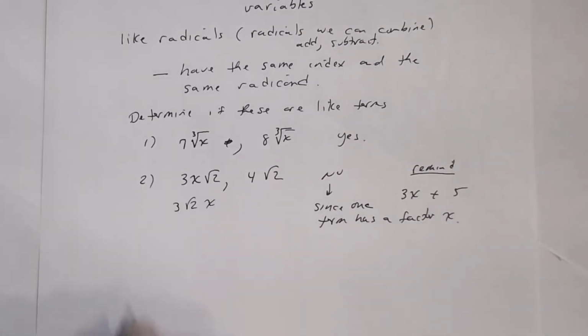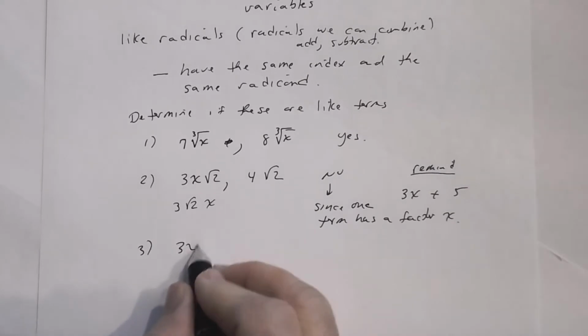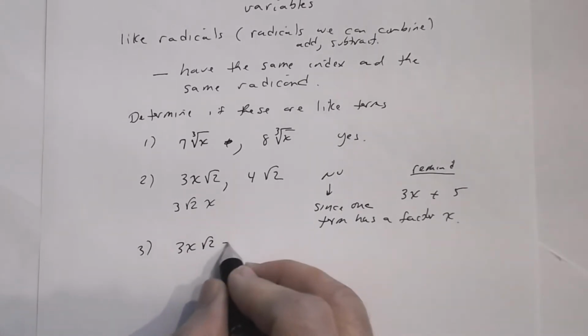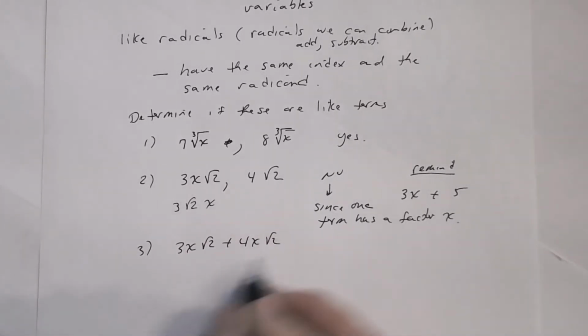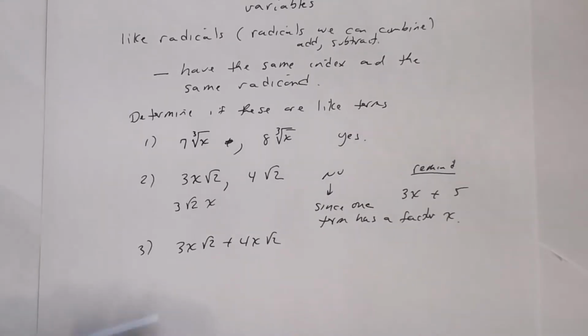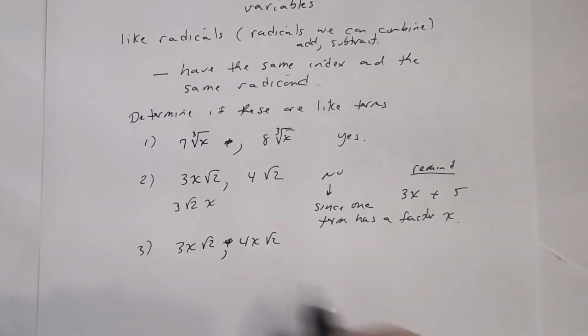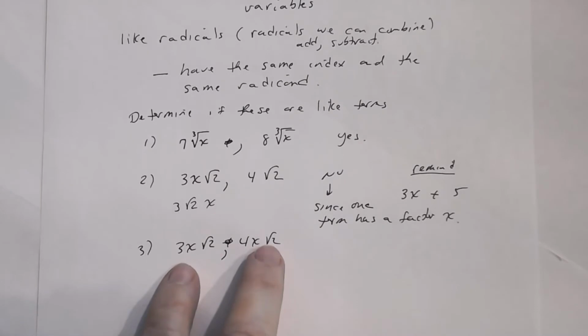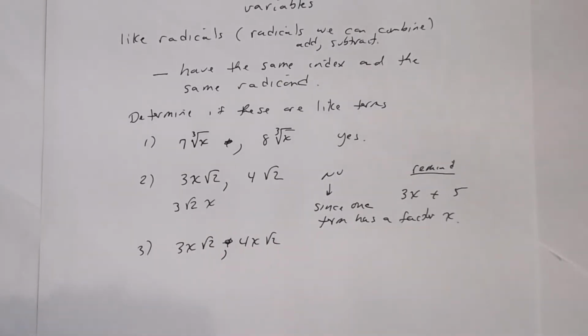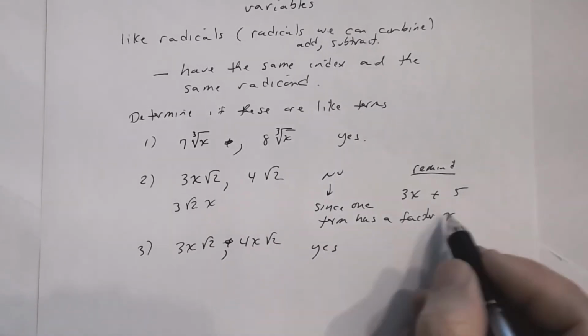Okay? All right, so if I had 3x square root of 2 comma 4x square root of 2 (I did not mean to put addition, I meant to put a comma), are these like terms? Yes, those are like terms. All right, so that's a yes here. It's kind of like saying this.